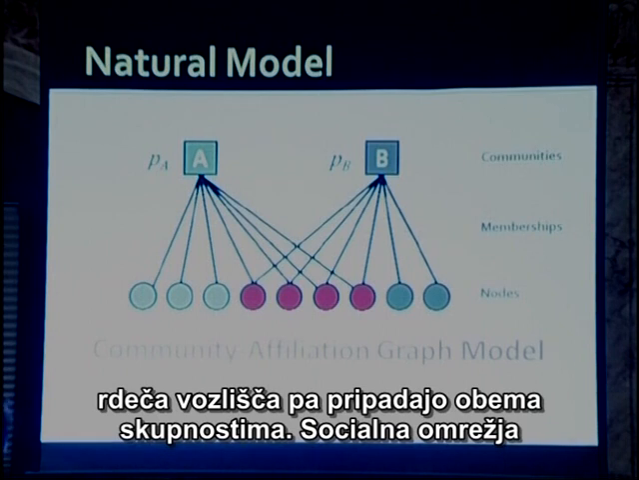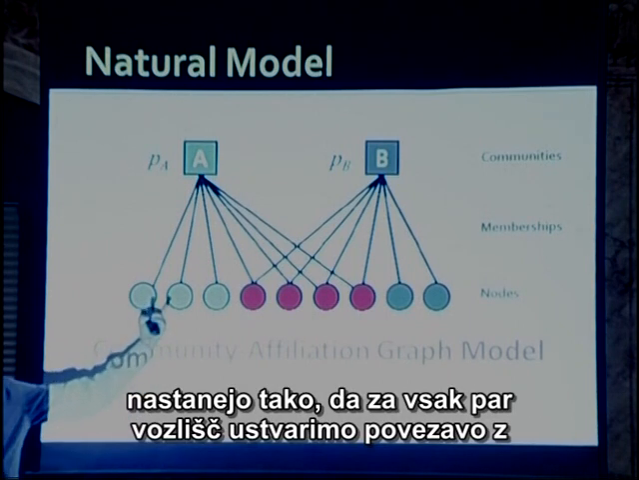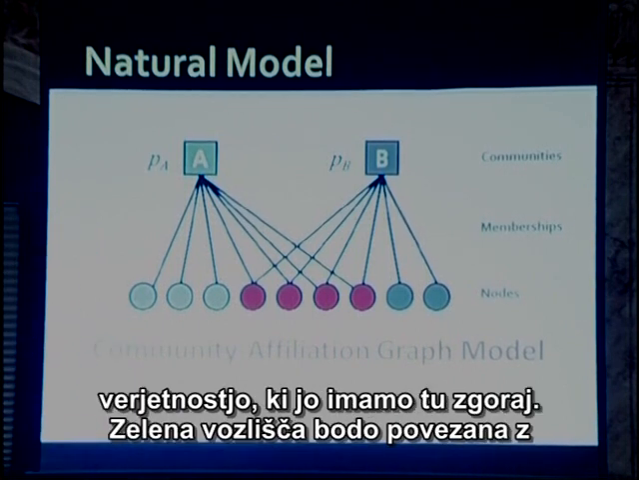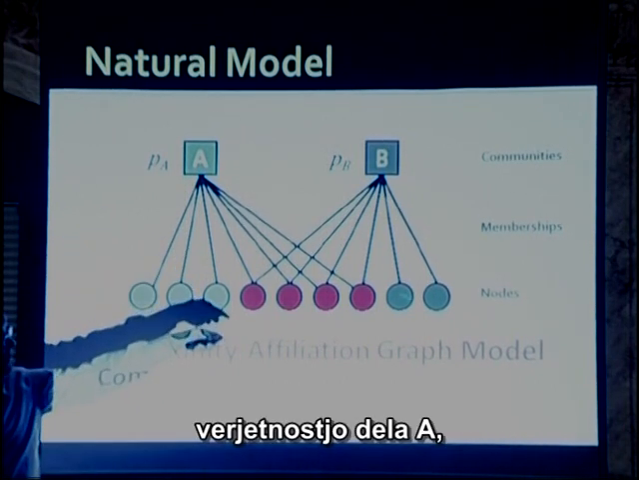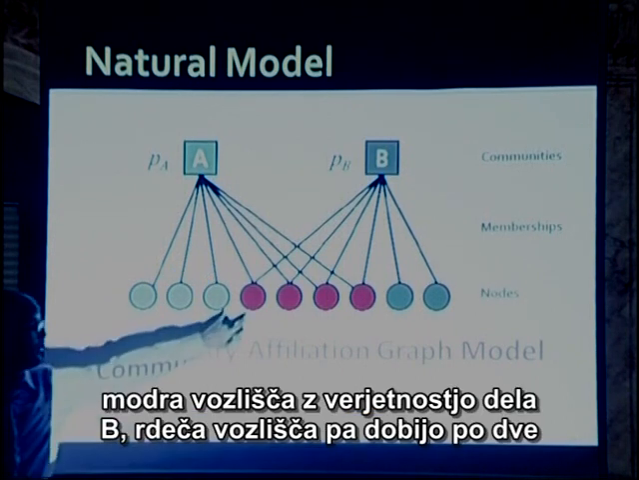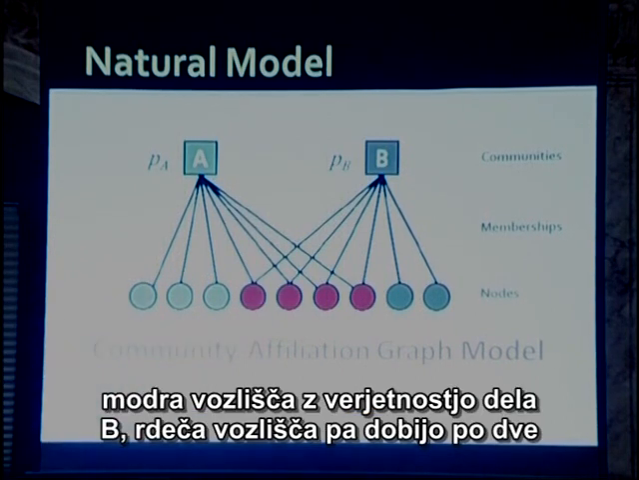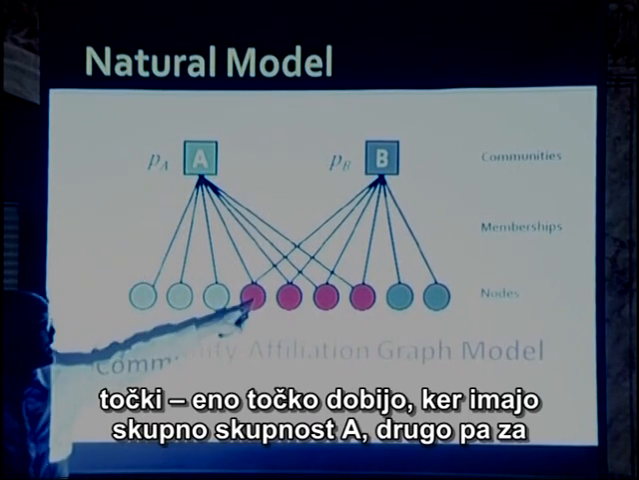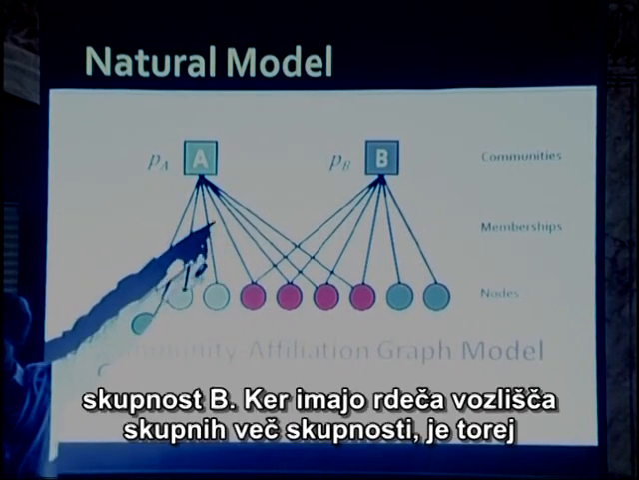communities, right? And now the way the social network gets generated is to say, for every pair of nodes, I will create a connection with the probability that I have up here, right? So the green nodes are connected with probability P sub A, blue nodes are connected with probability P sub B, but red nodes get two coin flips, right? They get a coin flip because they have community A in common, and they get a coin flip because they have community B in common.